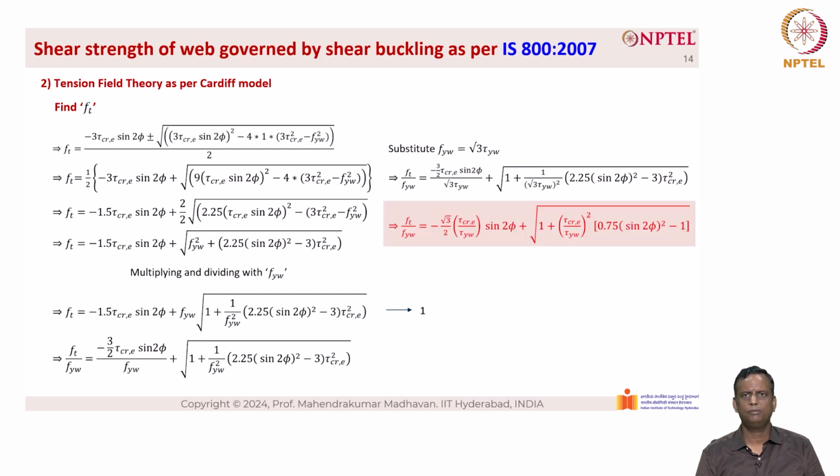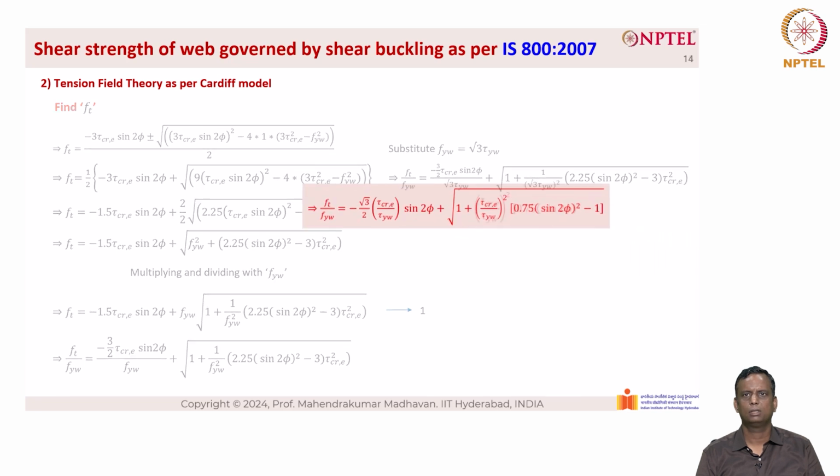And then finally we get the one that is highlighted in the rose color, which is F_t divided by F_yw equal to −(√3/2) (τ_critical,E / τ_yw) sin 2φ plus the root of [1 + (τ_critical/τ_yw)²] × 0.75 (sin 2φ)² minus 1.